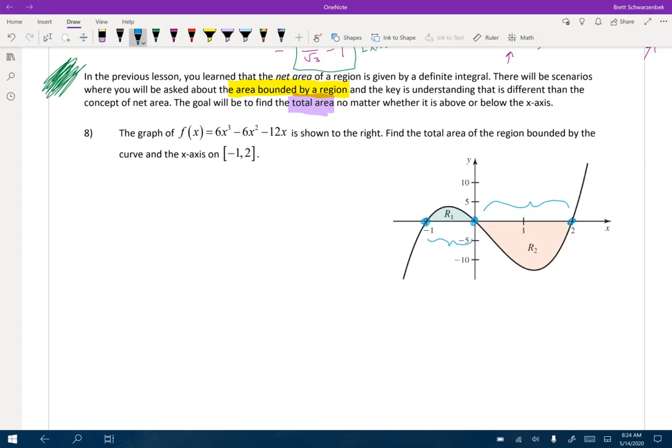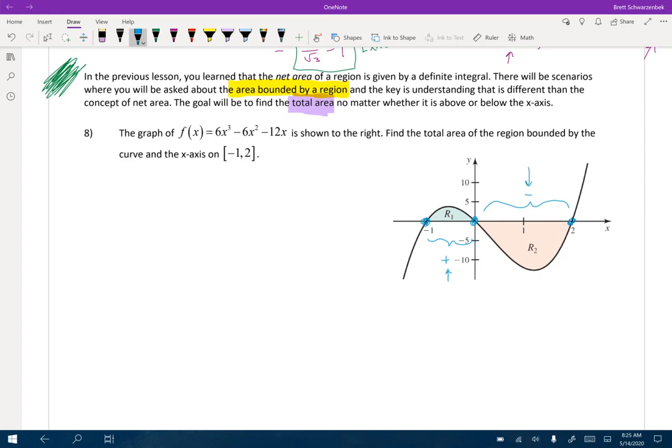Now, you'll use the net area formula to do that. When you get that net area value, this side's going to be positive and this is going to be negative. No matter what you do, you're just going to take the absolute value of every individual region you find. Obviously, that will have no effect here and a lot of effect here. And then you will add them all together. So it's exactly the same conceptually as displacement to distance.